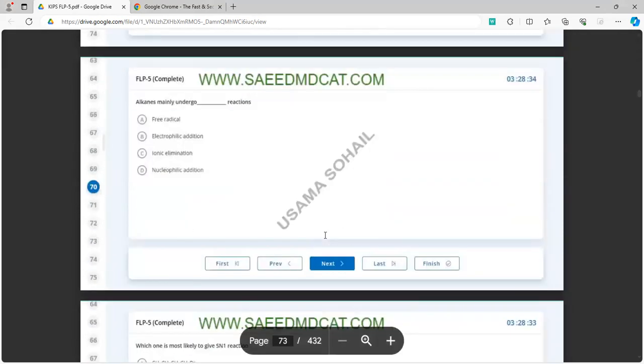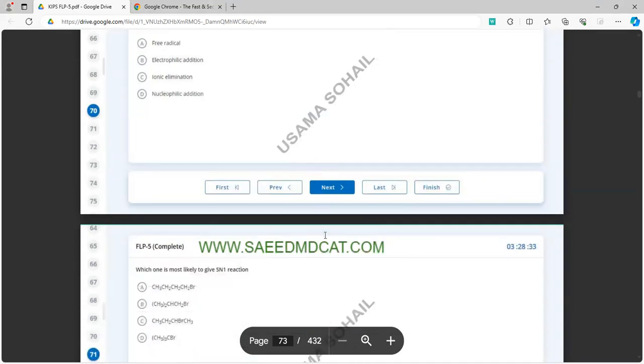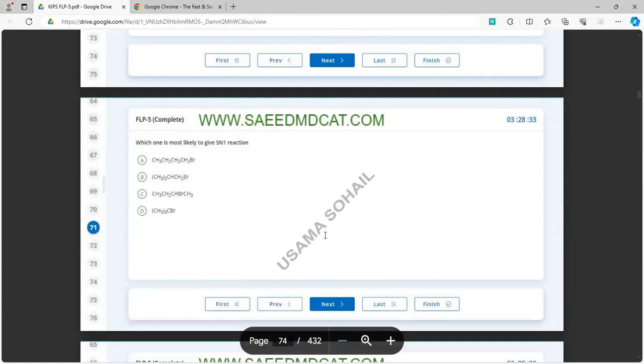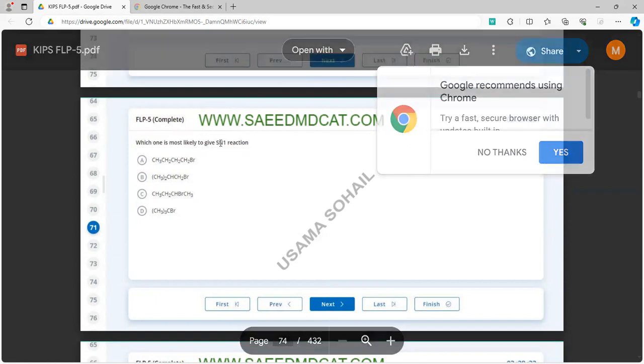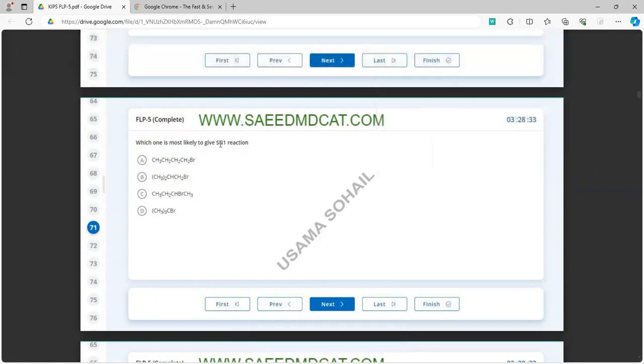Now in question number 70, we know that alkanes mainly undergo free radical reactions, such as those with UV light, in which an atom of chlorine is substituted for the alkane. Now, on question number 71, they've asked about the substitution nucleophilic reaction, the SN1 reaction. We know that secondary or tertiary alkanes are more likely to give an SN1 reaction. So the correct option would be B.